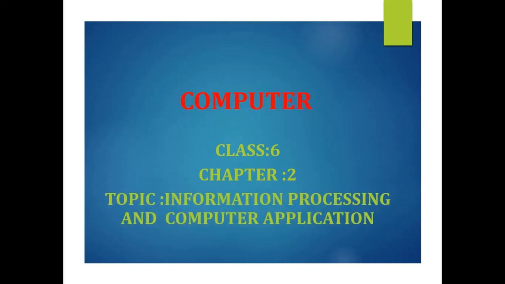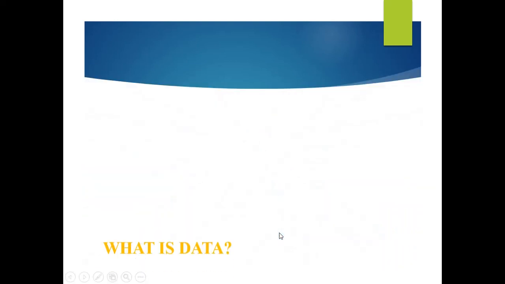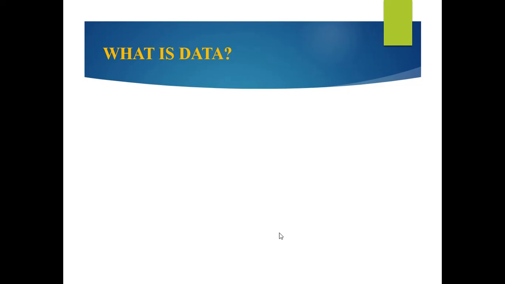Hello children, today in this video we are going to see about chapter 2 in computer, that is information processing and computer application. Listen to the video carefully and understand about information processing and computer applications. First of all, information processing is the most basic operation which is undertaken by a computer. To understand this, we need to take an in-depth look at each aspect of information processing.